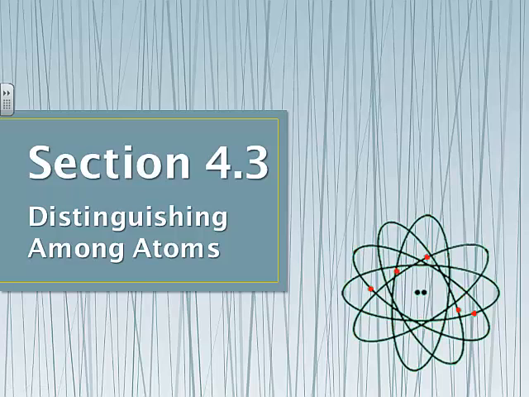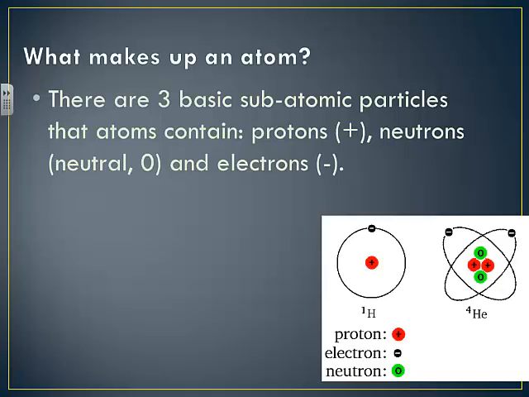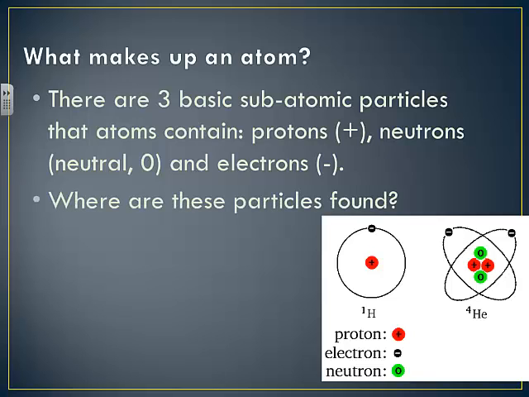Welcome to Section 3 of Chapter 4, where we will be learning to distinguish among atoms. What is it that makes up an atom? There are three basic subatomic particles. There are protons, which have a positive charge, neutrons that are neutral, and electrons with a negative charge.